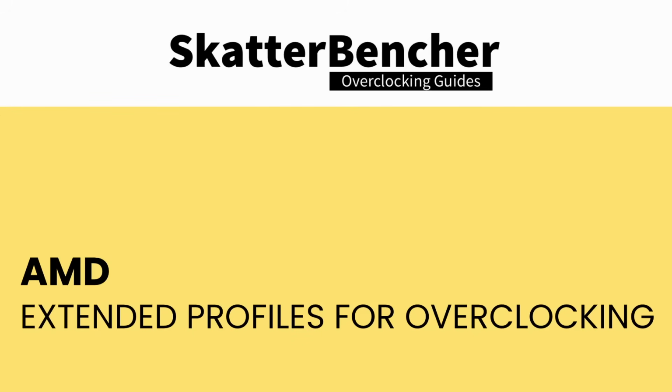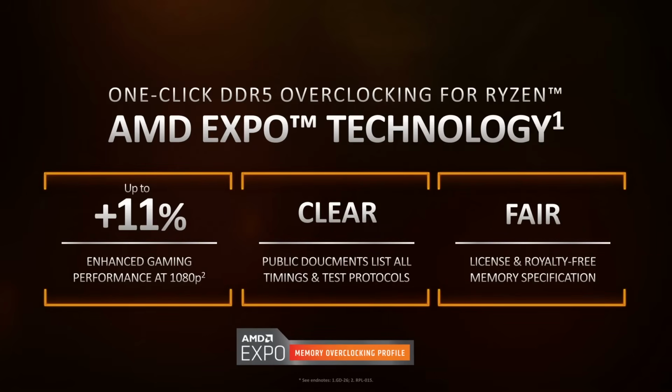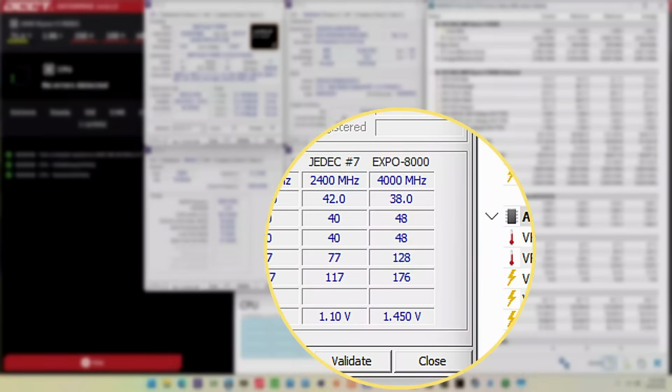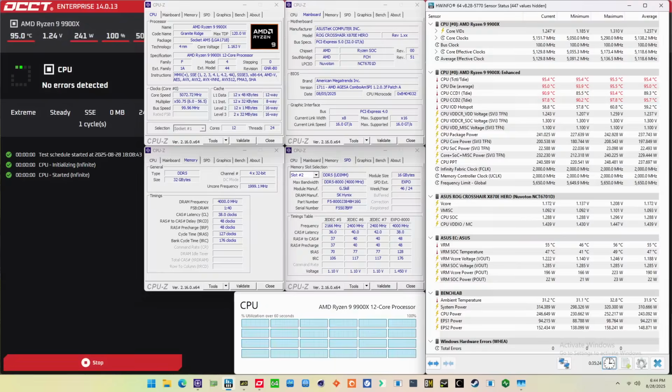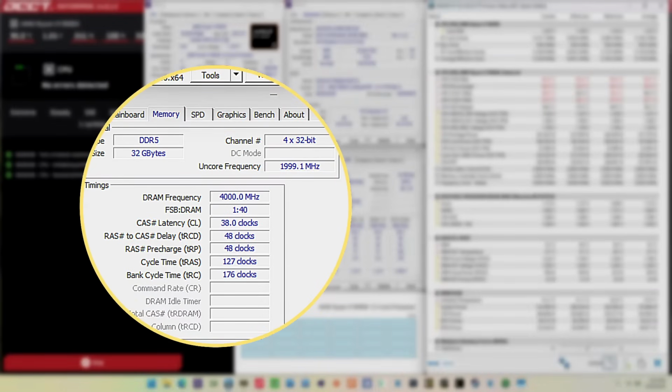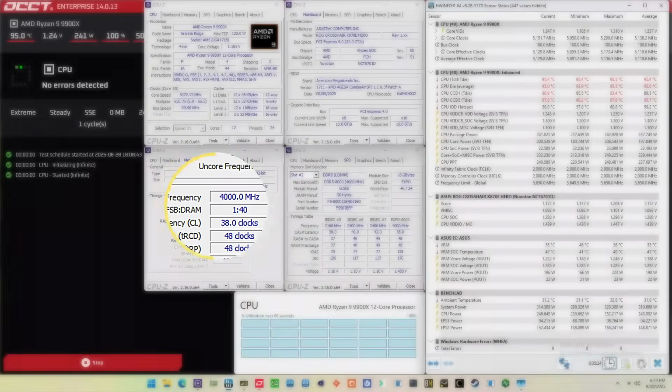EXPO stands for Extended Profiles for Overclocking, and it simply enables higher performance for AMD with DDR5 platforms. EXPO allows memory vendors such as G.Skill to program higher performance settings onto the memory sticks. If the motherboard supports EXPO, you can enable higher performance with a single BIOS setting. Note that, unlike in some other SkatterBencher guides, I could simply set EXPO 1 and run the memory kit at the EXPO rated DDR5 8000.